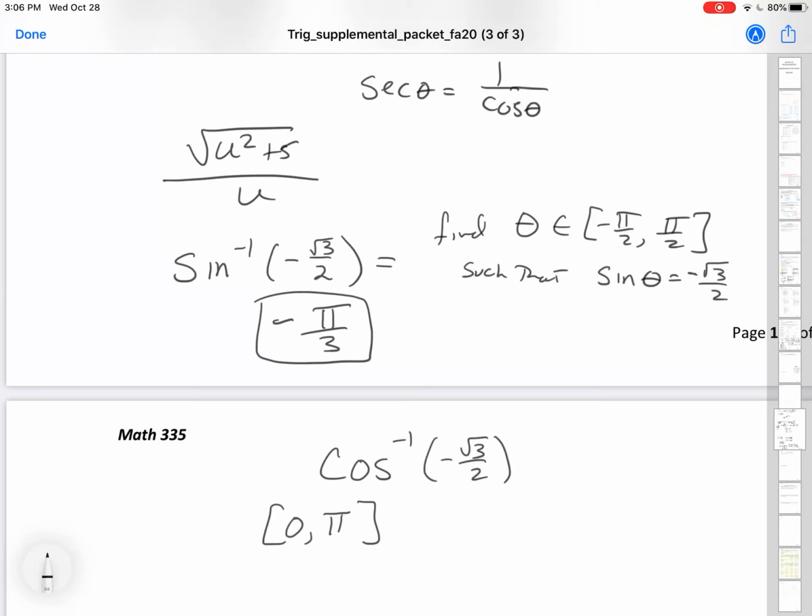Okay, cosine of what angle is negative root 3 over 2? Well, let's just worry about root 3 over 2. That's pi over 6. Well, it can't be pi over 6 because the cosine of pi over 6 is positive root 3 over 2 and I have a negative. It can't be negative pi over 6 because that's not in my range of 0 to pi. It's got to be in that second quadrant, having a pi over 6 reference angle. It's 5 pi over 6.